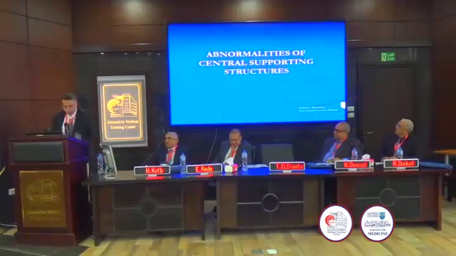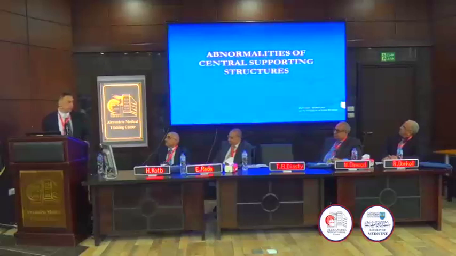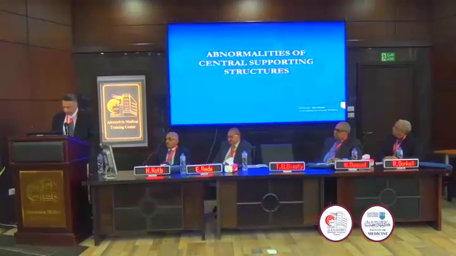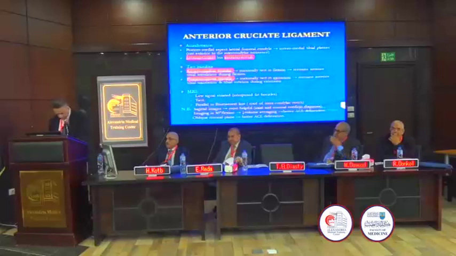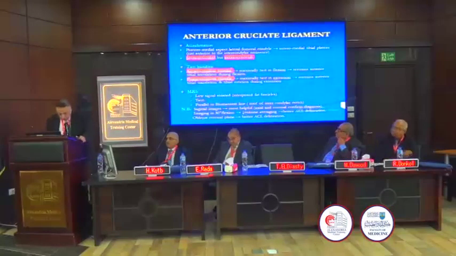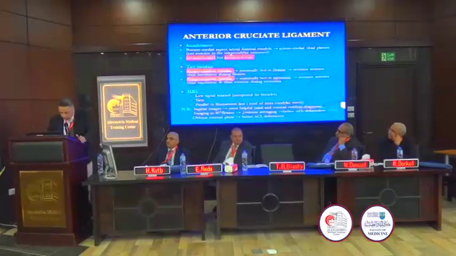Okay, so we finished the anatomy and the muscular anatomy. We'll start with the anatomy of the central supporting structures, including the anterior cruciate ligament and the posterior cruciate ligament. The anterior cruciate ligament stems from the posteromedial aspect of the lateral femoral condyle to the anteromedial tibial plateau. It is intra-articular but extrasynovial. It consists of two bundles, anteromedial and posterolateral.